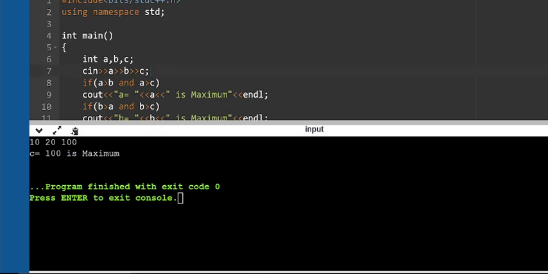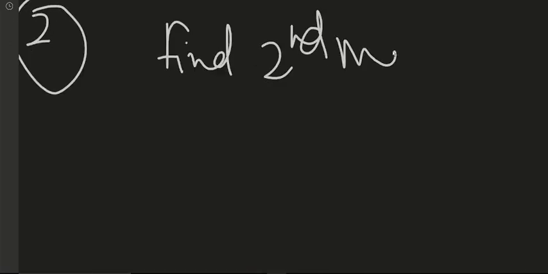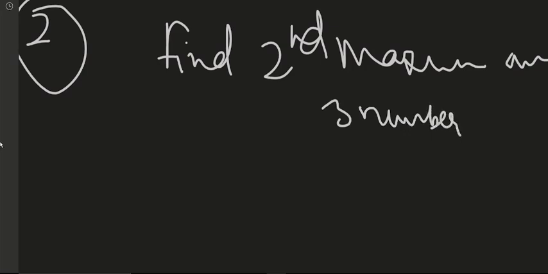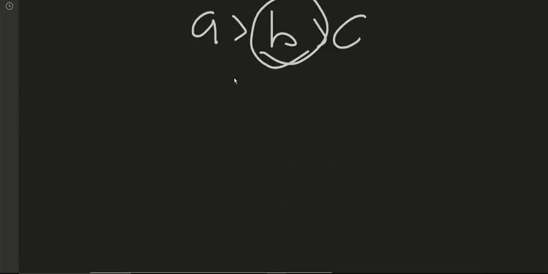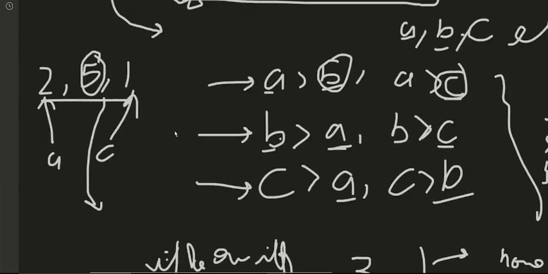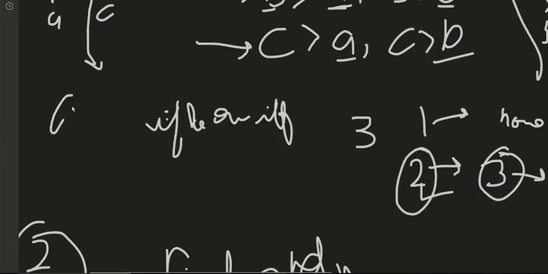All right, let's move towards our second question. The second question is: find the second maximum among three numbers. How do we find the second maximum? If A is greatest, then, supposing this is the order, B is second maximum. So like this we have to calculate. Think similarly in this way: when A is greater than B and A is greater than C, then A is greatest already.